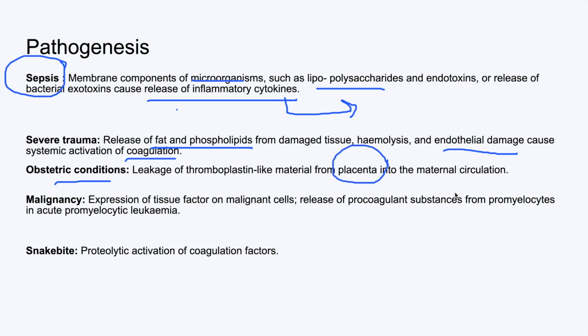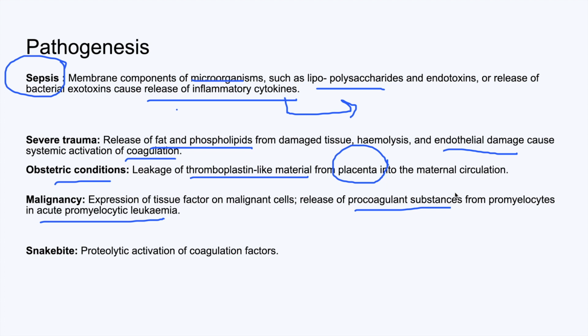The placenta contains a thromboplastin-like material. This thromboplastin-like material leads to activation of the tissue factor, so this also causes activation of the coagulation system. Similarly, in promyelocytic leukemia, it again releases a procoagulant substance resembling thromboplastin.